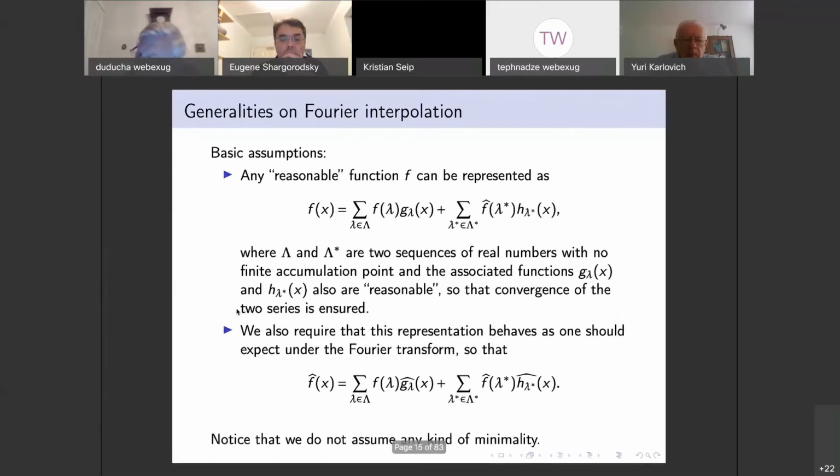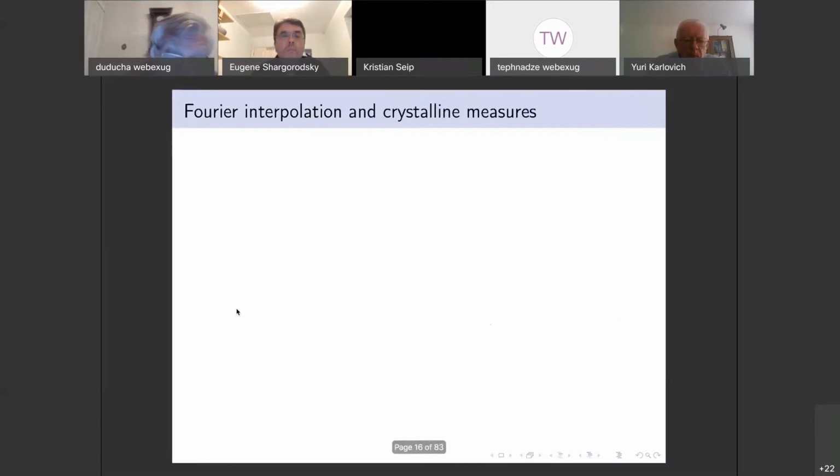So in this situation, I do not want to assume any kind of minimality. In the previous situation, the theorem of Radchenko and Viazovska, we have this kind of minimality that if you remove just a single point, then the formula fails and you don't have any uniqueness anymore. Okay, but we don't assume that for the moment.